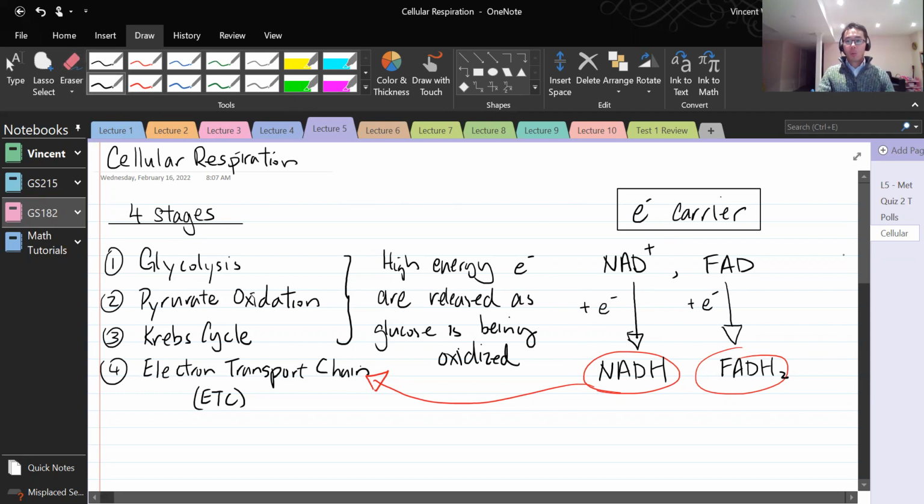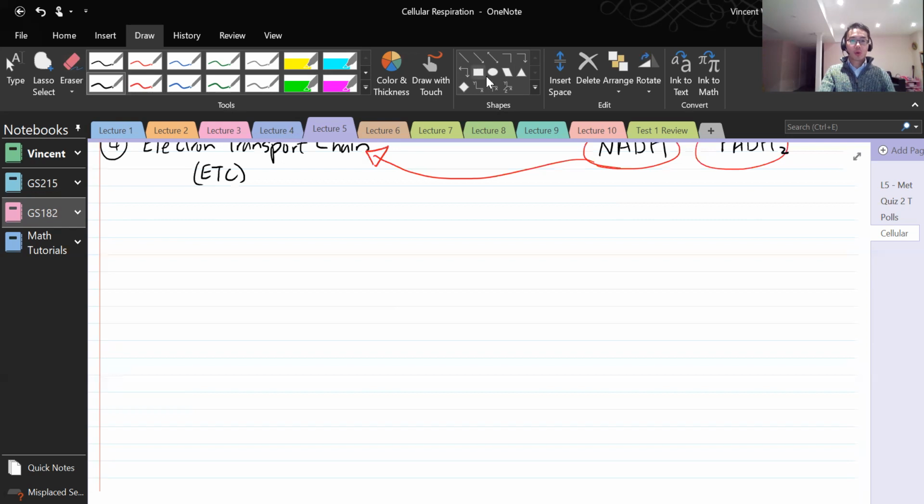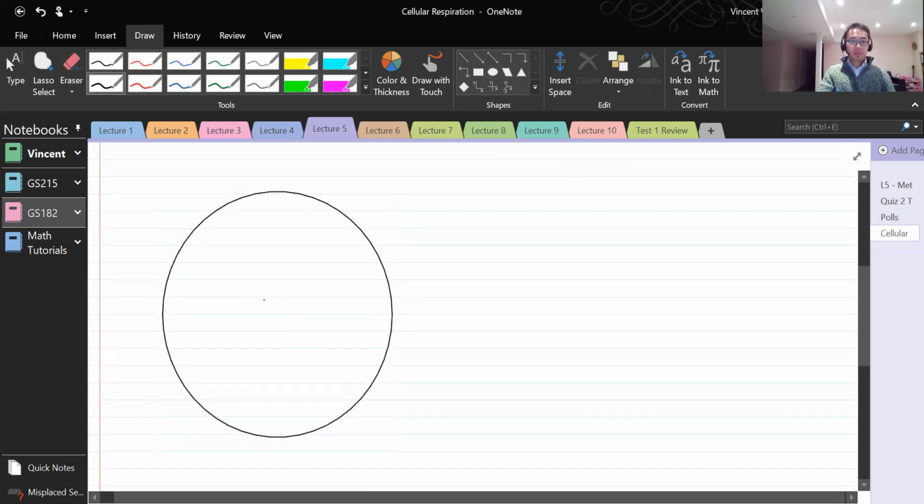So let's think about where these things happen. Where do they occur? Let's draw our lovely cell here. I'm gonna put mitochondria. I hope you're drawing this along with me, right?